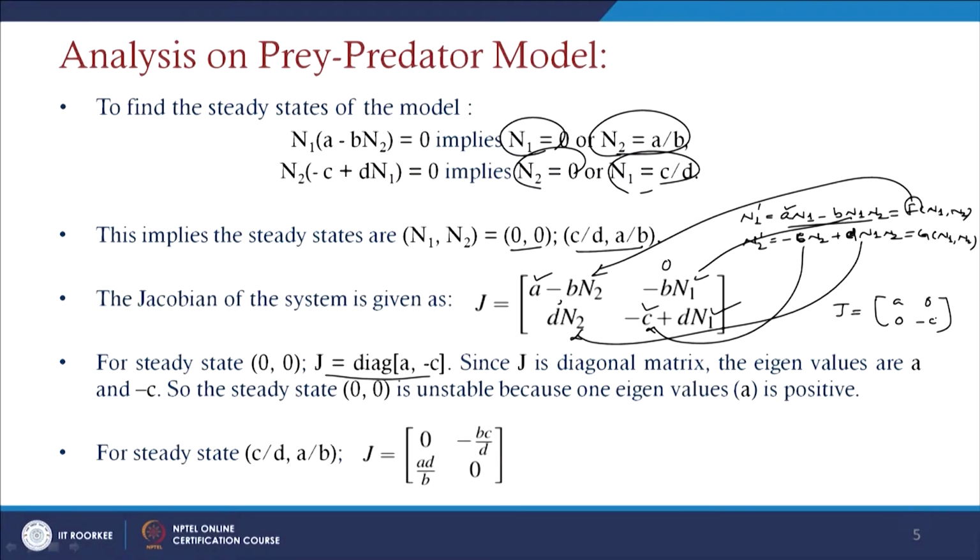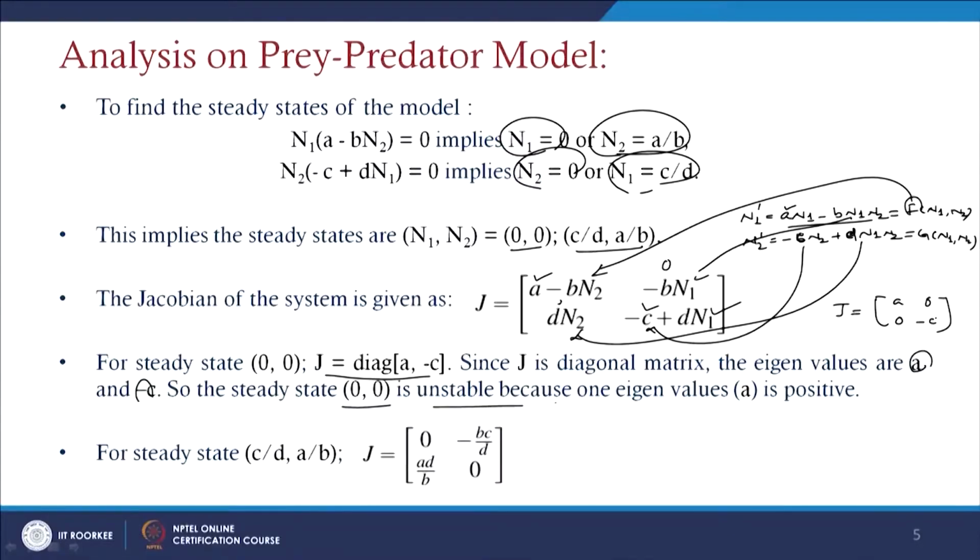Since J is a diagonal matrix, the eigenvalues are nothing but the diagonal entries here. So, the diagonal entries are a and minus c, and those are the eigenvalues. For the steady state, if you just see here, one eigenvalue is positive and one is negative, which represents an unstable state. So, the steady state 0 0 is unstable because one of the eigenvalues, a, is positive here.